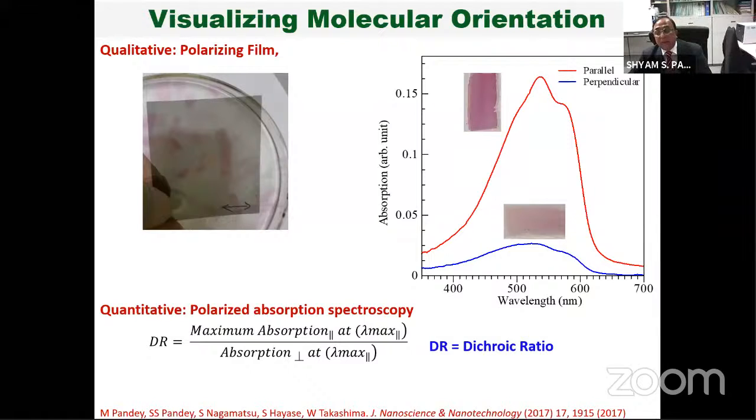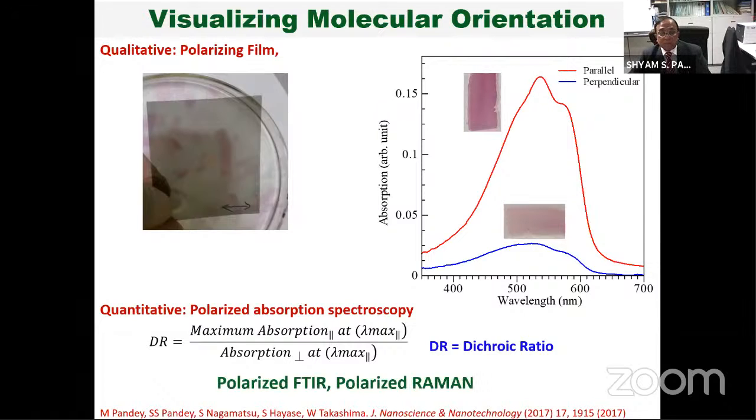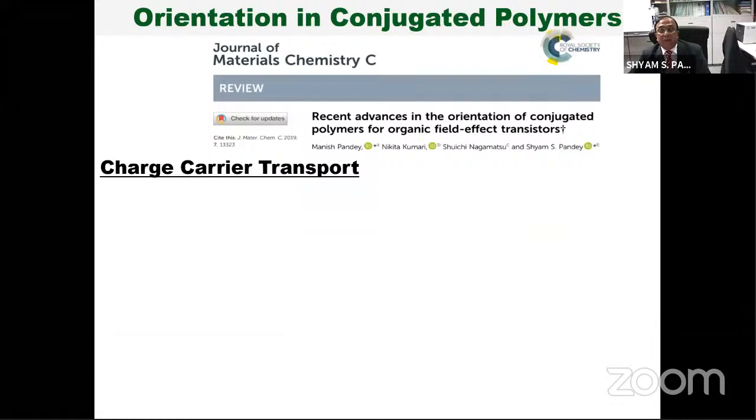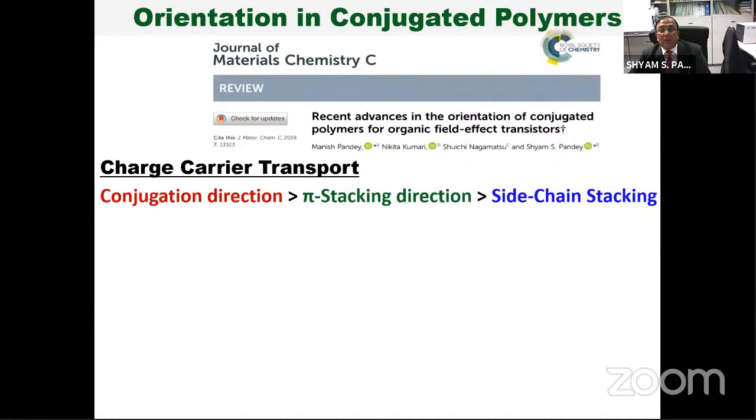Quantitatively, we can estimate by comparing the absorbance peak ratio after parallel and perpendicular rotation of the polarizer, which we call optical anisotropy, DR, or dichroic ratio. We can use polarized FTIR or polarized Raman as well to characterize the oriented thin films. We reported last year quite a big review article about the charge carrier transport in field effect transistors, especially the implications of the orientation.